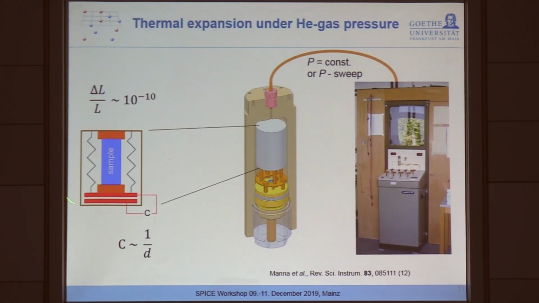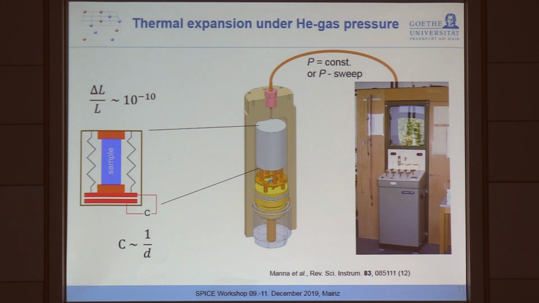So what you have to do is use a capacitive dilatometer, where relative length changes transform into changes of the capacitor of this plate capacitor, which you can measure with a very high resolution. So this ends up in a resolution of 10 to the minus 10. And this is immersed in a helium gas pressure cell. And because of the size of this dilatometer, the pressure cell is actually of this size.